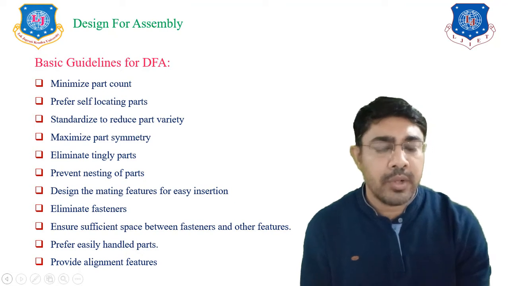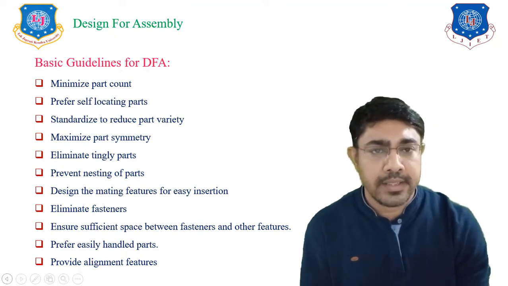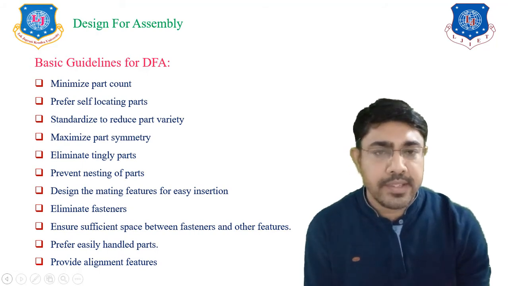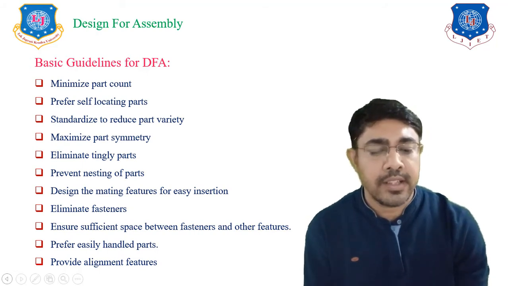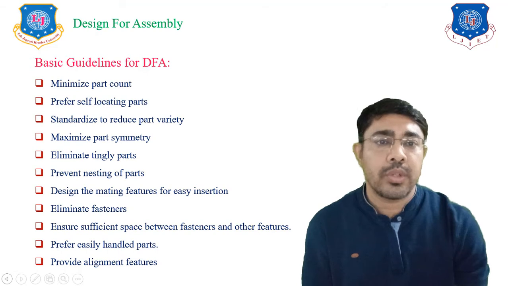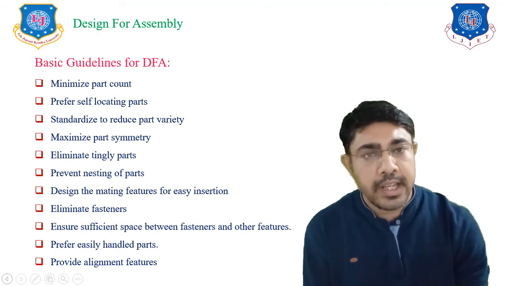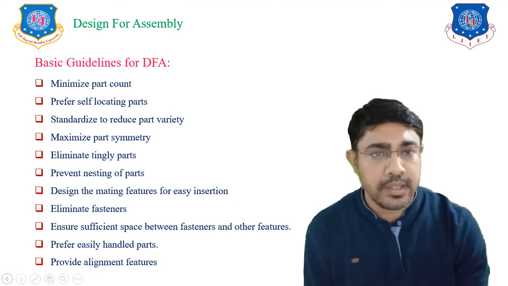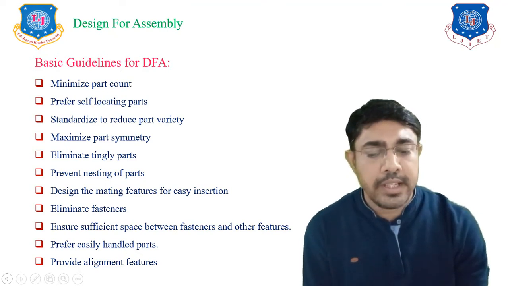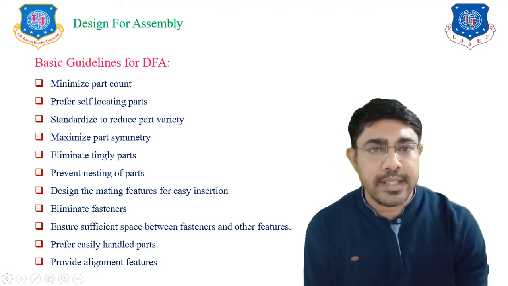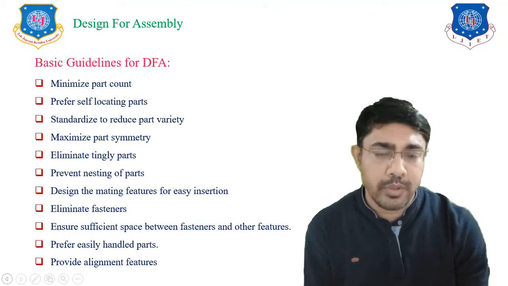So we have to avoid or eliminate the fasteners in our products. Next is ensure sufficient space between fasteners and other features for the fastening tools, and prefer easily handled parts, so we can easily handle the parts during the assemblies. Provide the alignment features. So these are the basic guidelines for design for manufacturing, design for assemblies.